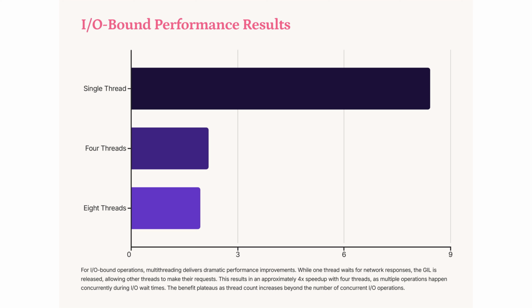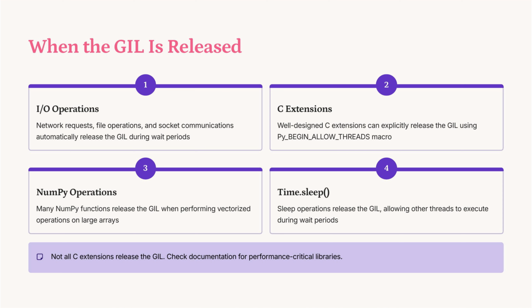The global interpreter lock, GIL, is released during input-output operations, allowing other threads to execute. Network requests, file operations, and socket communications benefit from this. C extensions can release the GIL using Py_BEGIN_ALLOW_THREADS, enhancing performance. NumPy functions and time.sleep also release the GIL, enabling concurrent execution.